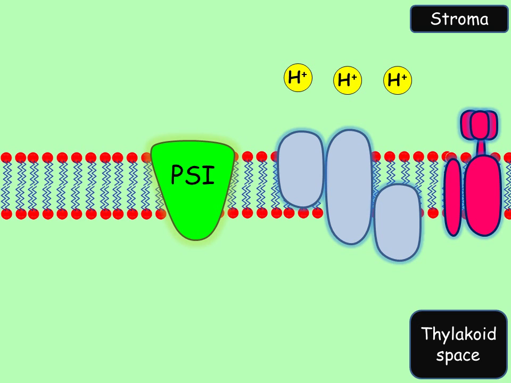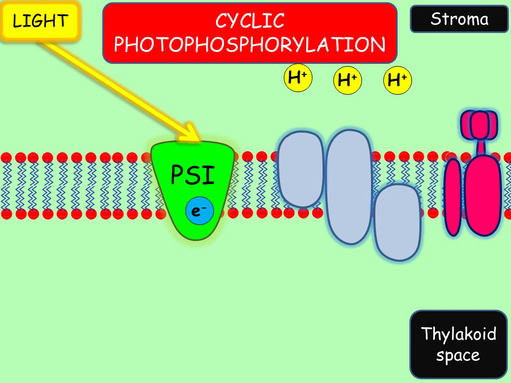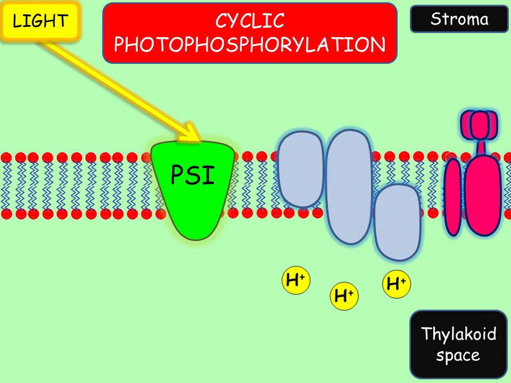This animation explains what happens in cyclic photophosphorylation. It involves photosystem 1. When light energy is absorbed by photosystem 1, the electron in the chlorophyll A molecule at the base of the photosystem is energized. It's so energized that it actually leaves the photosystem and is passed through the proteins of the electron transport chain. They use some of the energy that the electron had to pump hydrogen ions across the membrane from the stroma into the thylakoid space. This creates a proton gradient.